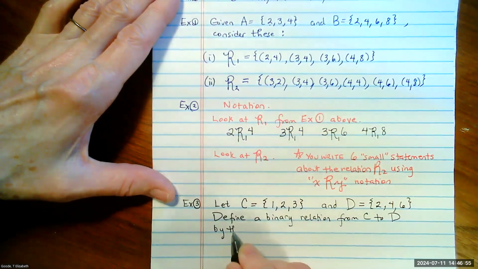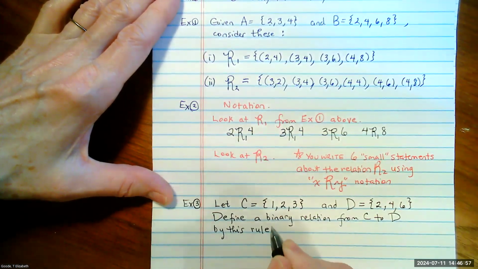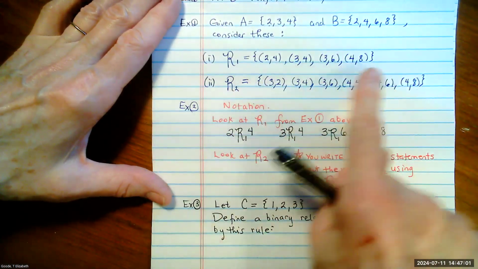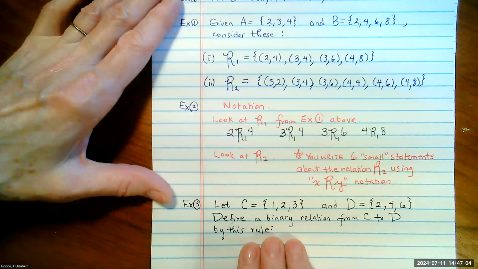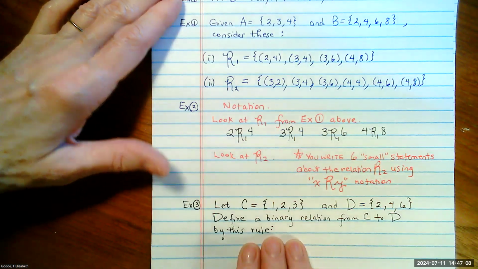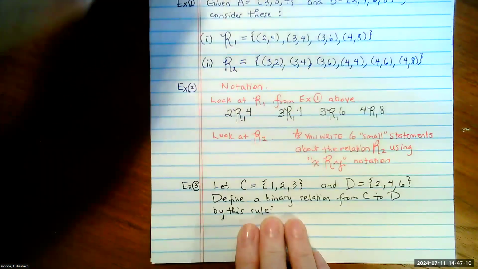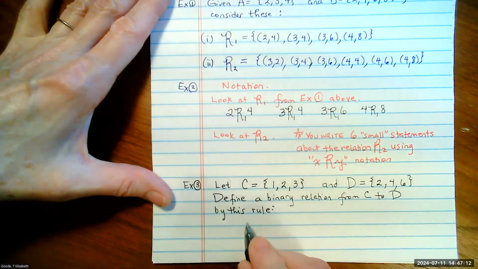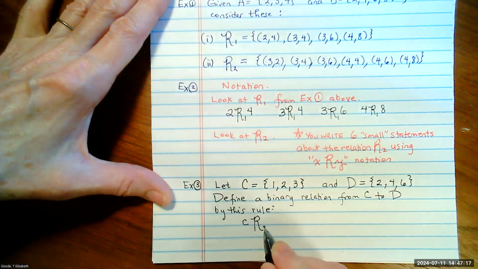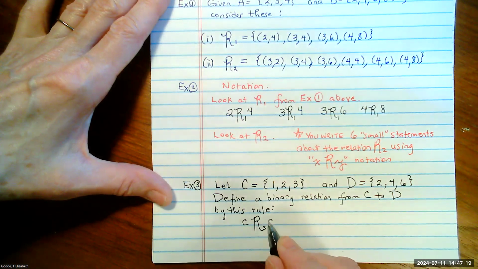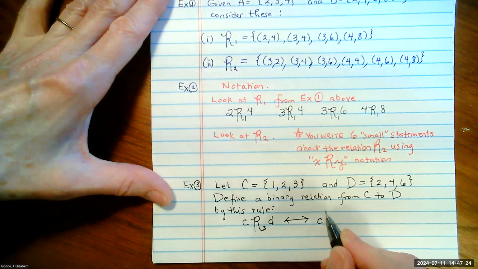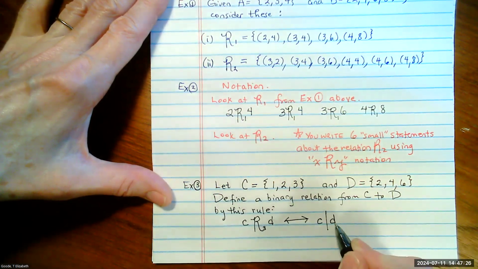by this rule. So I want to show you that sometimes the way that a relation is presented is not as a set of ordered pairs just listed for you, but as a rule where we use the rule to figure out what the ordered pairs in the relation actually are. So think about this rule. c is going to be related, we'll call it R3, to d, if and only if c divides d.